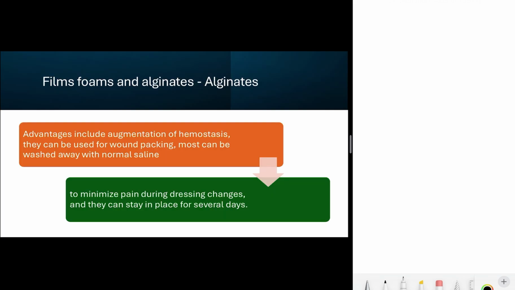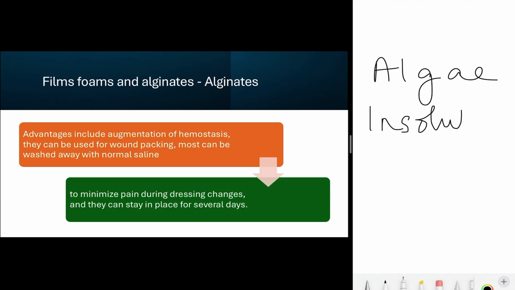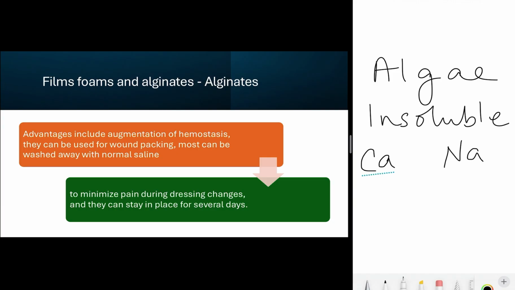Next come alginates. Alginates are natural complex polysaccharides from various types of algae. They form the basis for alginate dressings. Alginates are insoluble in water and they exchange calcium ions with the sodium ions in the wound fluid, and they form a gel that covers the wound.